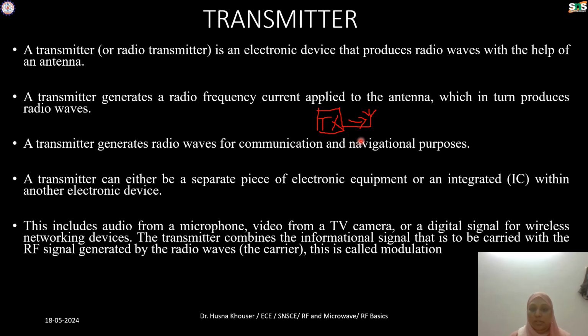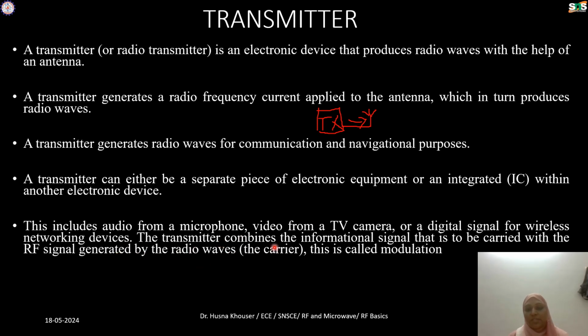So we use the radio waves for communication purposes and navigation purposes. This transmitter can be a piece of separate electronic circuit, or it can be integrated in the form of ICs into another electronic circuit. This way we use the transmitter. A transmitter is used in microphones, videos from the TV camera, or digital signals for wireless and networking devices.